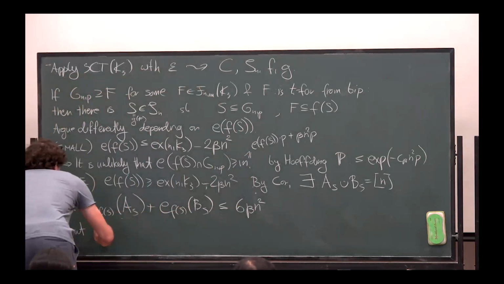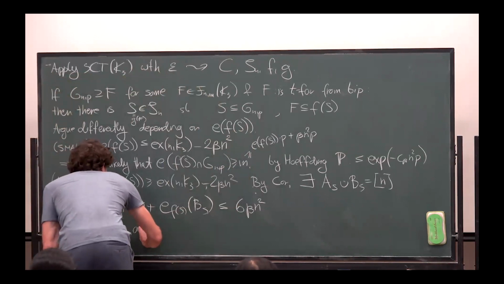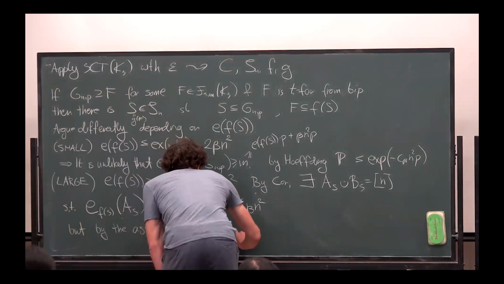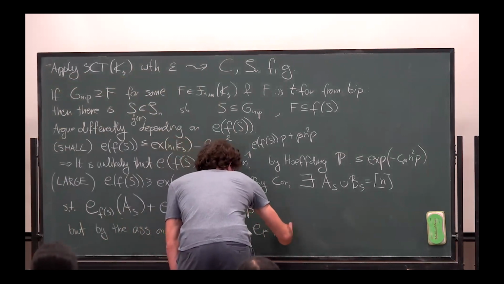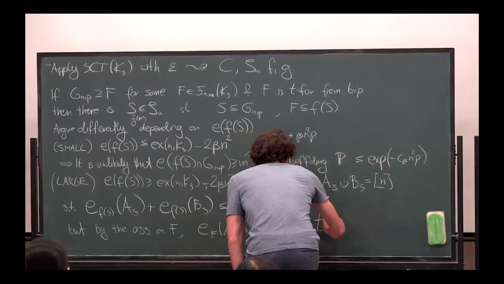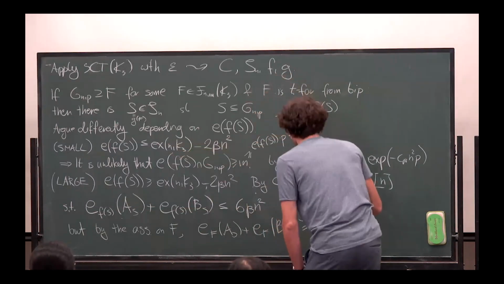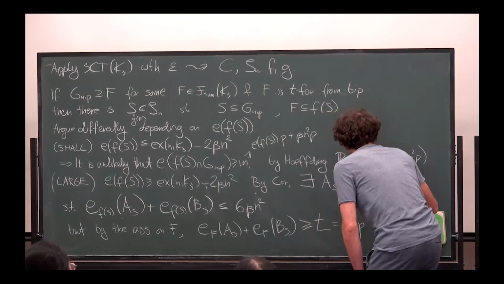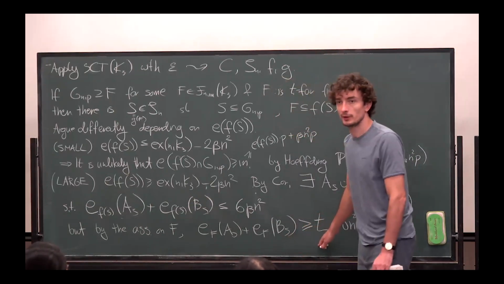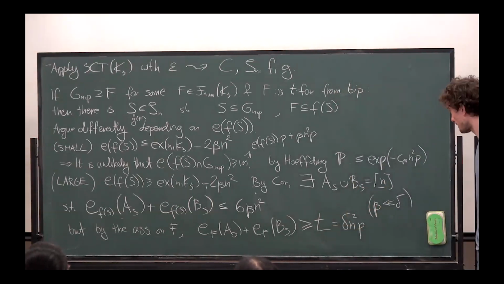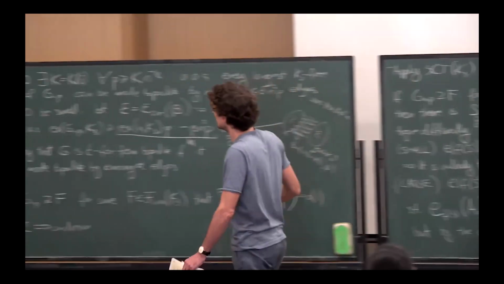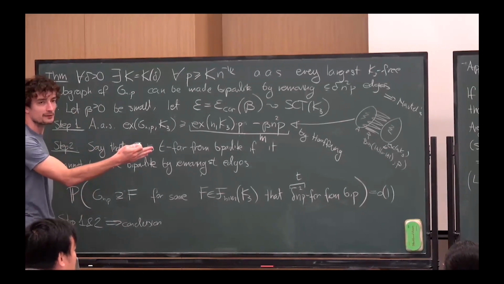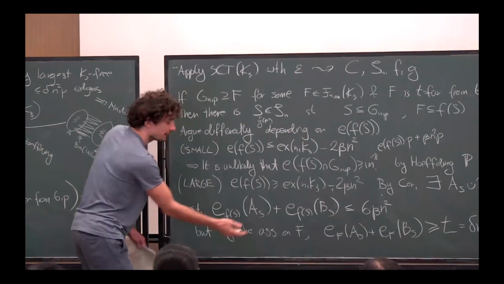But by the assumption on F, the number of edges that F has there is at least t, but t is delta n squared p, and we will take beta to be much smaller than delta, so this will be much above the expectation. So we chose beta at the very beginning after we are given delta, so we will arrange that beta is much smaller than delta, to make this extremely unlikely.